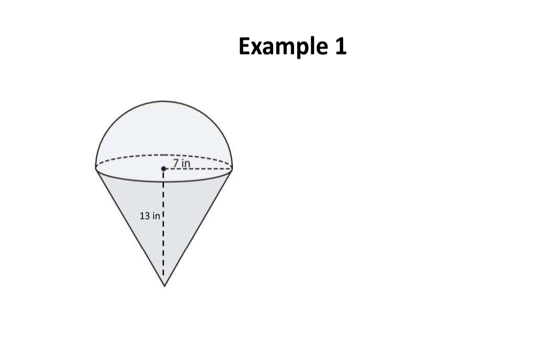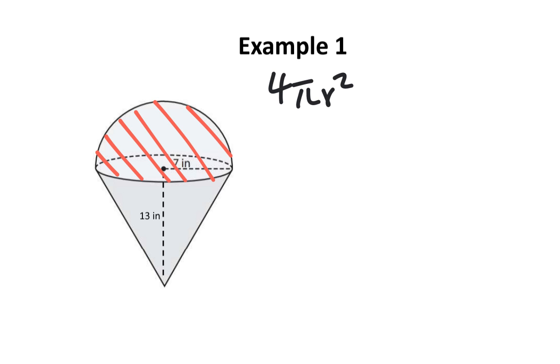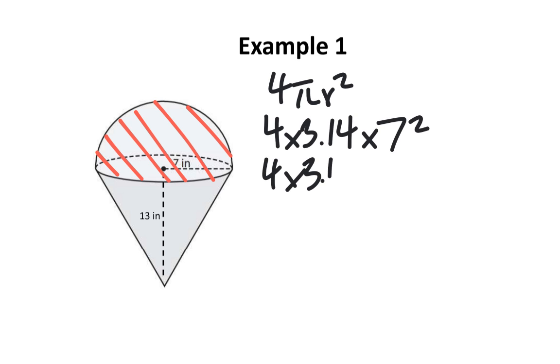I'm going to focus on this face first. This appears to be half a sphere. The equation for surface area of a full sphere is 4 pi r squared. Pi is 3.14, and the radius in this situation is 7. At this point, you want to use BEDMAS, which means you should do the exponents first before multiplying. So 7 to the power of 2 is the same thing as 7 times 7, which is 49.